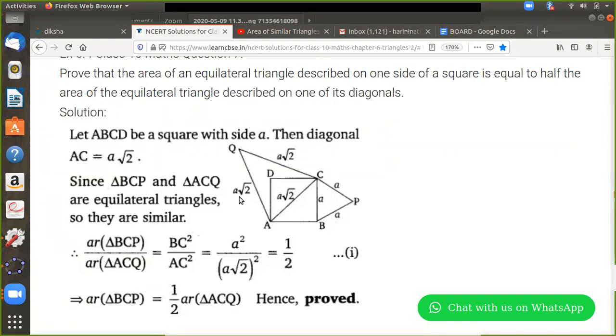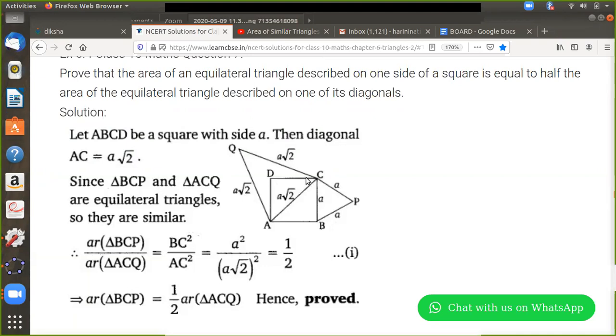What is said about the equilateral triangles? The triangles are already equilateral. That means all their angles are going to be 60, 60 and 60. Their sides may be different, but their angles will definitely be the same. Because they are equilateral triangles, they are going to be similar. So I can apply this theorem now.